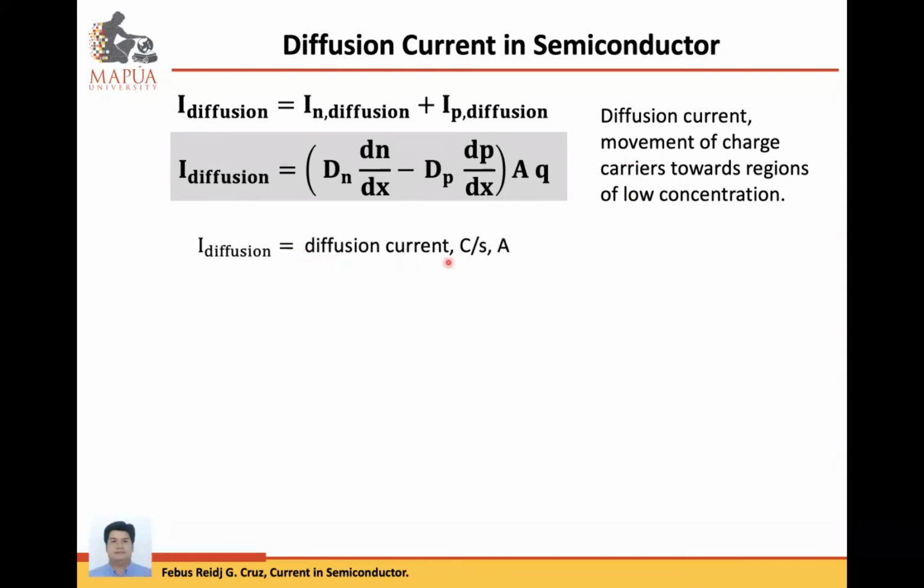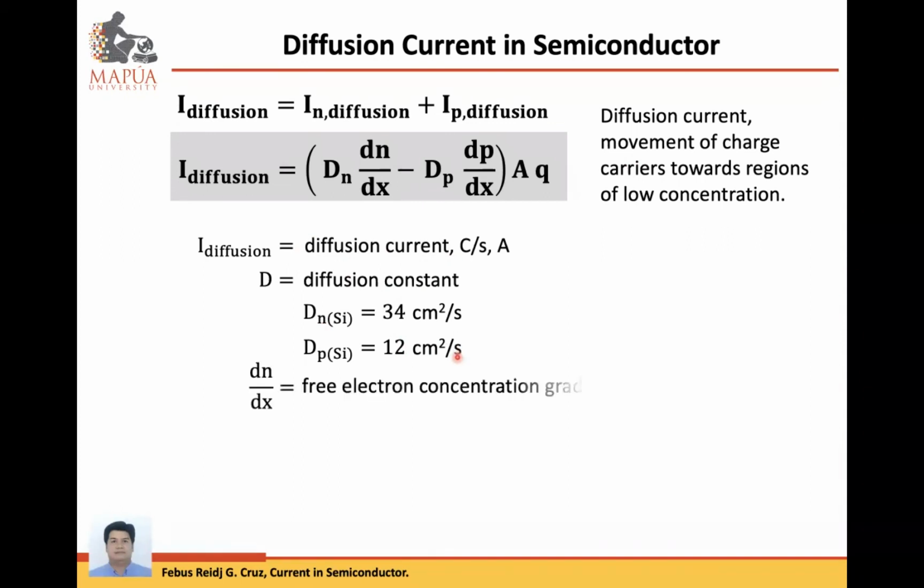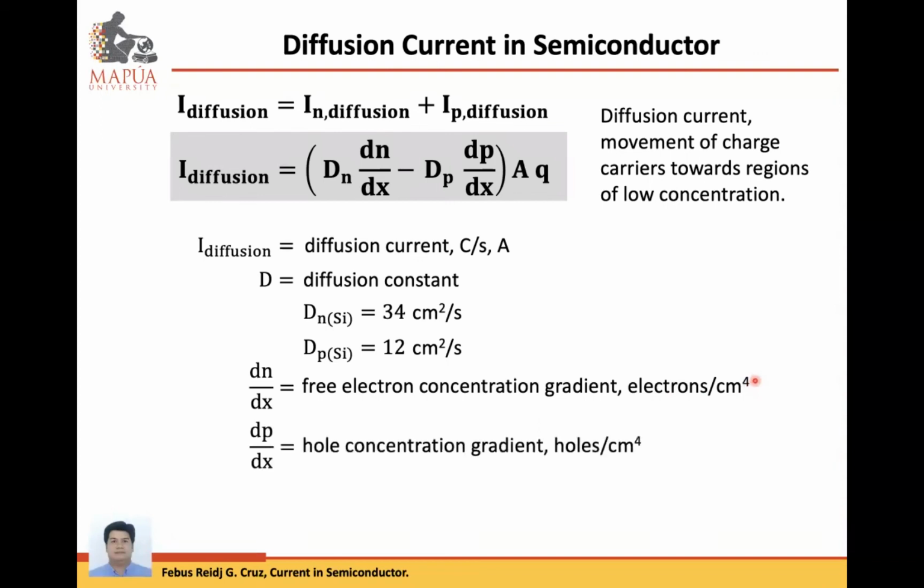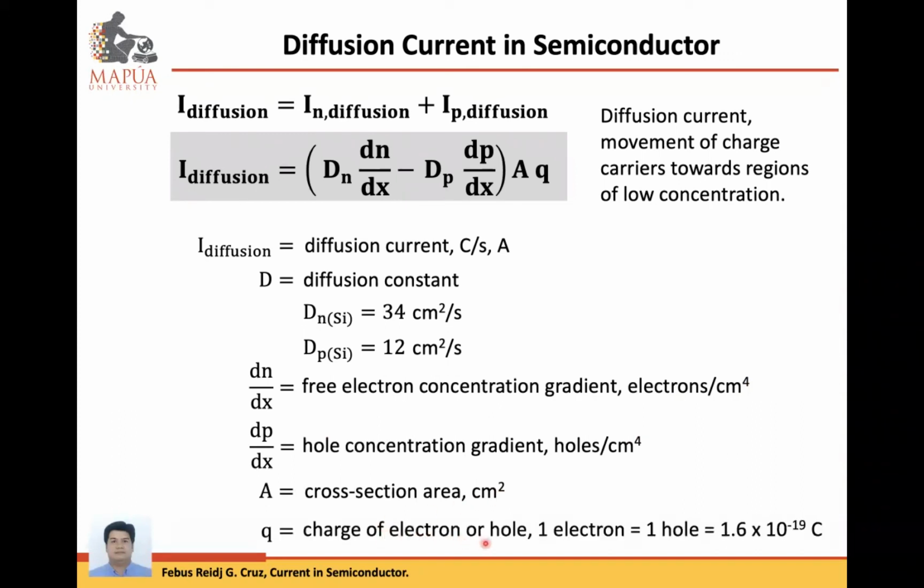So I diffusion is the diffusion current. D is the diffusion constant. This is the diffusion constant of electron, D sub N, that is 34 cm square per second. And D sub P would be the diffusion constant of hole, equal to 12 square centimeter per second. Paki-take note nyo yung mga constants natin. dN over dx is the free electron concentration gradient, with unit electrons per cm raised to 4. And dP over dx is the hole concentration gradient in terms of holes per cm raised to 4. A would be the cross-section area of semiconductor material in cm square. And Q would be the charge of electron or hole, equal to 1.6 times 10 to the negative 19 coulomb.